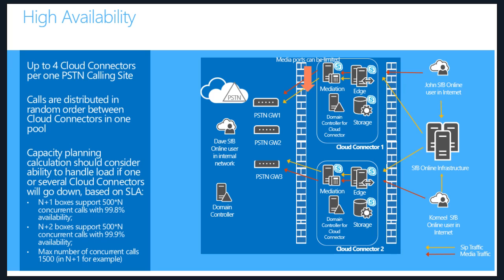Now, because the Edge servers and the Cloud Connector appliances know about the entire topology, it is possible that in the event that perhaps the mediation server on Cloud Connector 2 is having issues, the Edge on Cloud Connector 2 would be able to send the call to the mediation server on Cloud Connector 1 as necessary, because they do understand and know about all of the mediation servers that are in the environment.